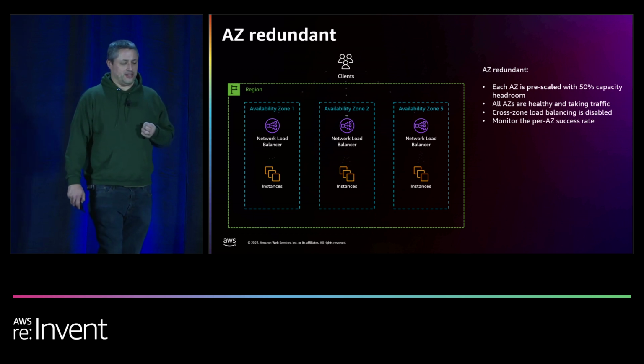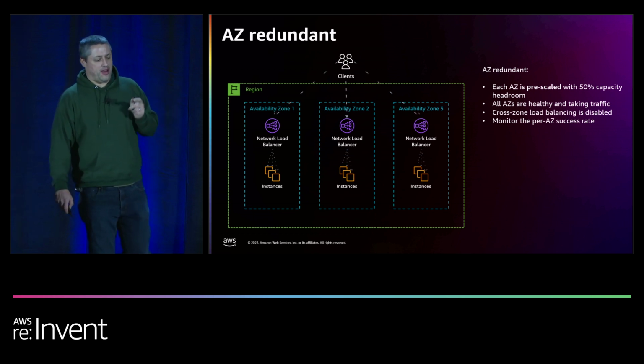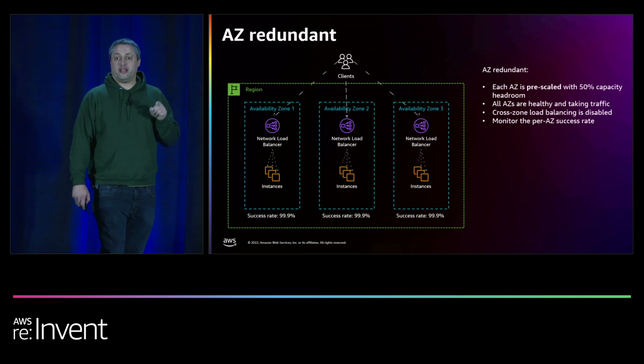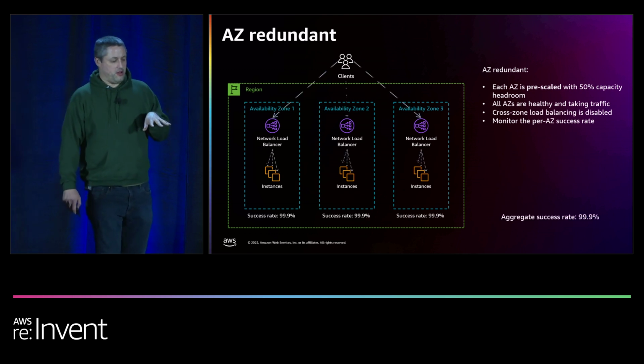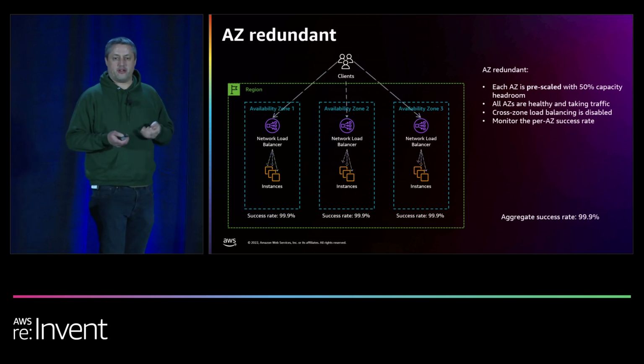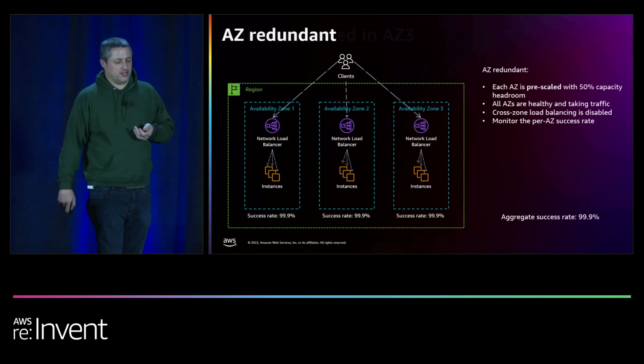Obviously, we have cross-zone load balancing disabled. And now we're going to monitor the success rate in each AZ using the techniques I talked about earlier. They're about even right now, which means the aggregate success rate for customers is roughly the average of each AZ, and everything's looking fine.